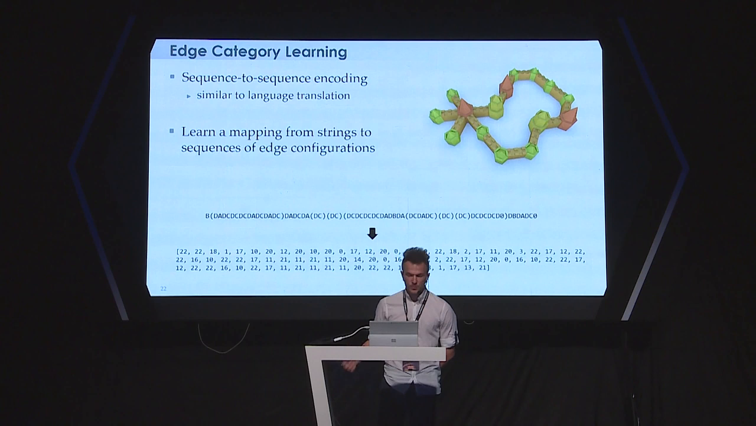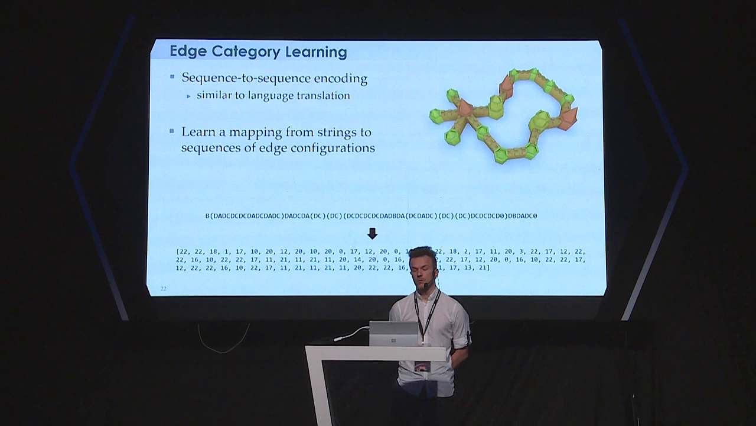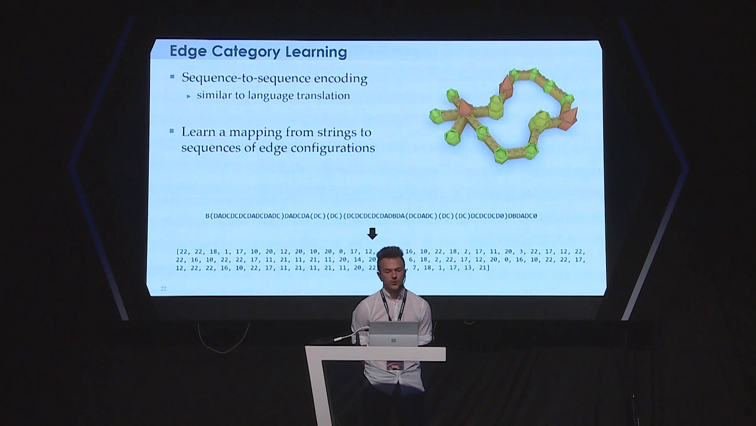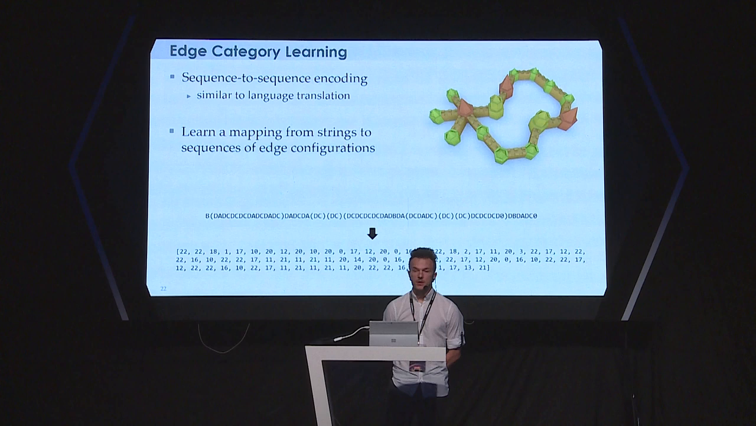Assuming you don't, what you can do to instantiate the strings into graphs is to employ sequence-to-sequence encoding methods. Those are neural networks that are used for language translation. And what we translate in our case is the string that represents the graph topology into a sequence of edge configurations. Having the edge configurations, you uniquely define the way the building blocks can be embedded in space.